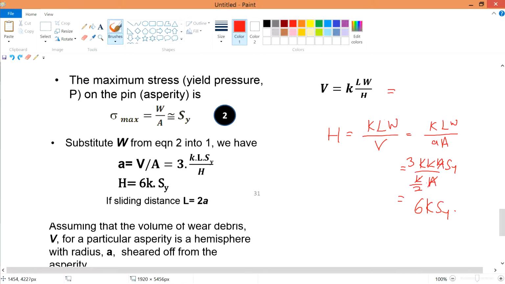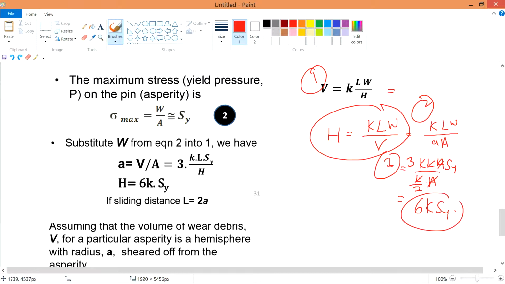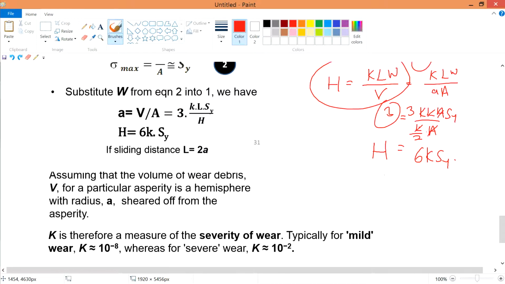Alright, nonetheless, first I rearrange this equation, in case you don't know how I'm doing it. Second, I change my V to A times L. Third, I change my A into L over 2. Then I start to cancel, and I should reach this. And this is how you find your hardness value, 6KSY.